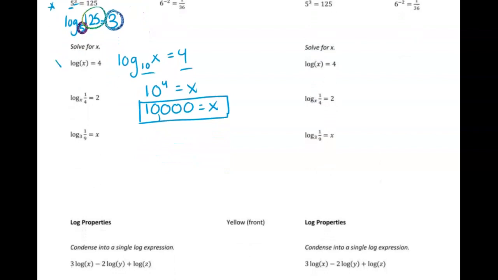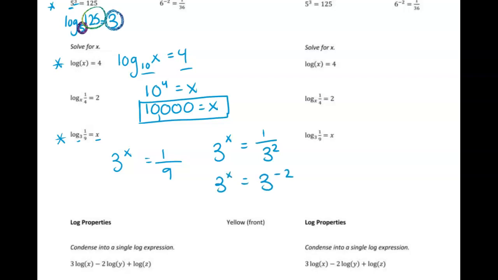Let's do this one. Let's do this last one. So rewriting it, we'll have 3 to the x equals 1/9. Now, 3 to what power equals 1 over 9? Well, if I think of this as 3 to the x equals 1 over 3 squared, so 3 to the x equals 3 to the negative second. These have to be the same, so x must be negative 2.